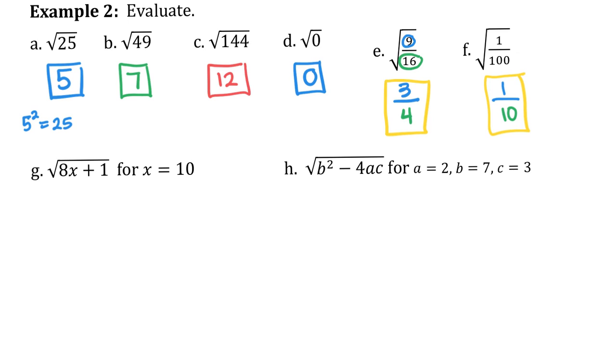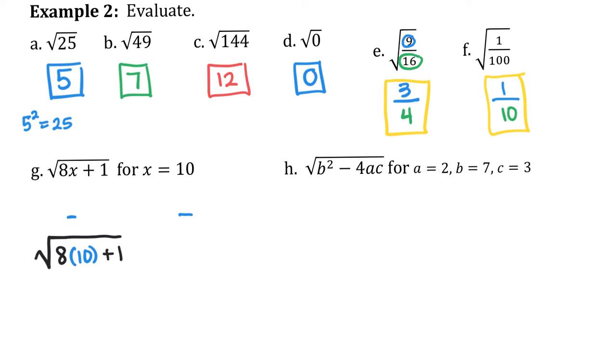Okay, for G, it says evaluate the square root of 8x plus 1 for x equals 10. So they want me to plug in x is 10, and evaluate just means find the answer. So I'm going to copy this. This is a square root. It has an 8. Where it has an x, they want me to substitute 10, but I'm still going to write plus 1.